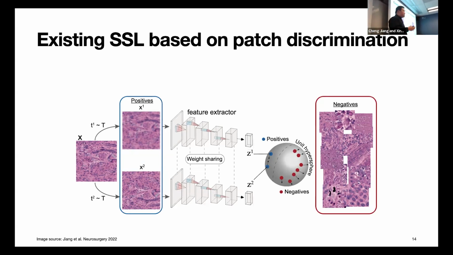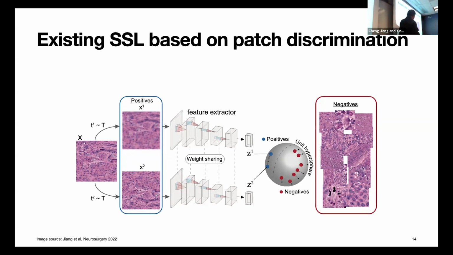The idea here is that we want to encourage the model to know that the transformations we have applied on these images are really not important. These images are still similar, and therefore they should have similar representations.